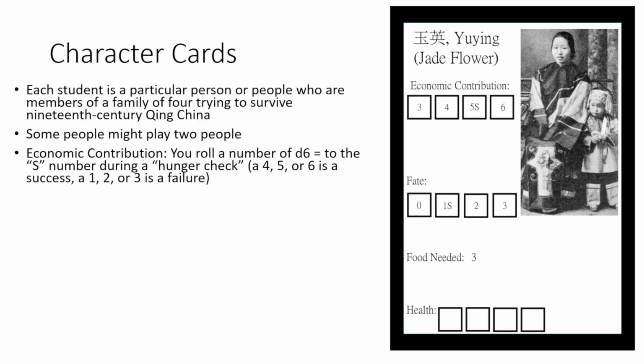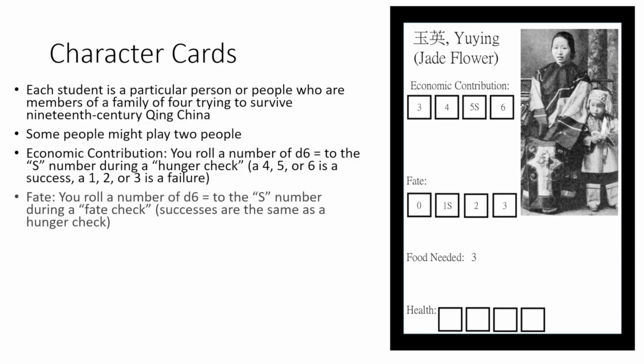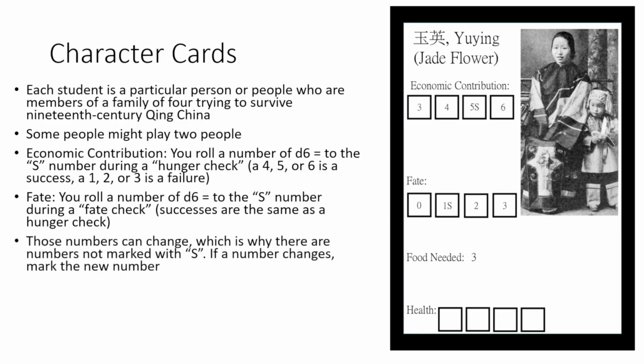When you make a hunger check, a 4, 5, or 6 is a success normally. A 1, 2, or 3 is a failure. So when you roll your dice, 4s, 5s, and 6s are successes, and 1s, 2s, and 3s are failures. Sometimes there are also what are called fate checks. During a fate check, you roll a number of dice equal to the number marked with an S. So Yu Ying would roll 1 die. Those numbers can change, like I said, which is why their number is not marked with S. If a number changes, mark the new number.